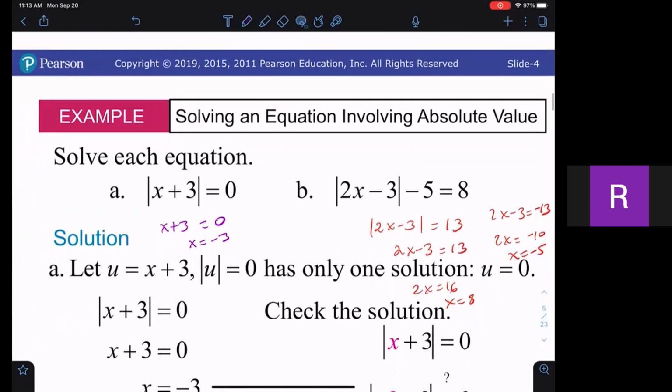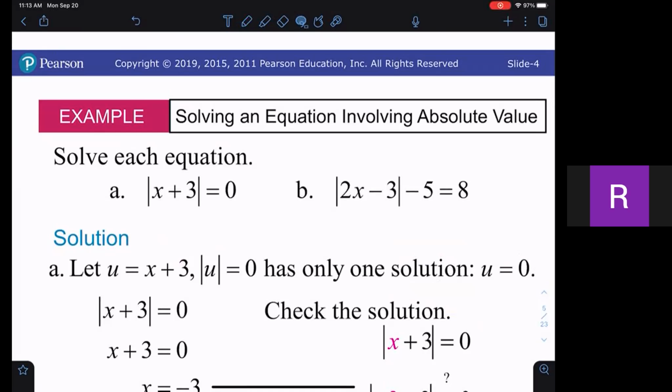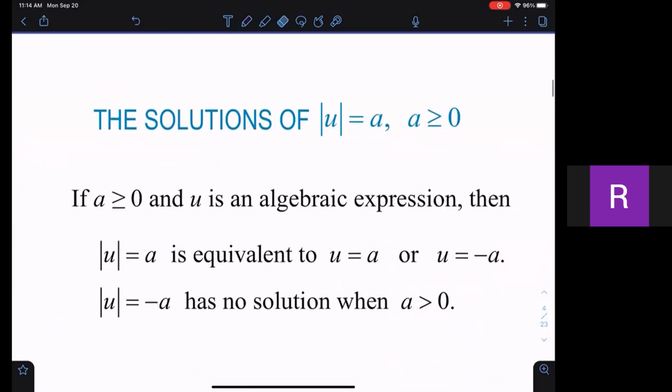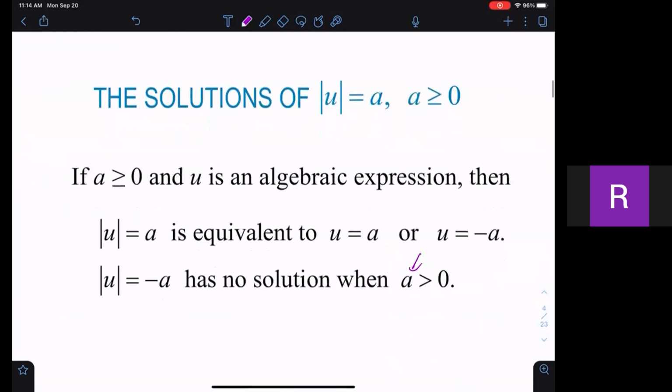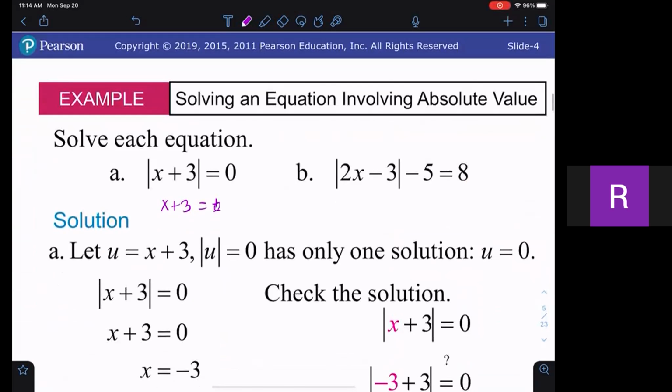So here they give you an example, right? This is pretty straightforward. In this case, I will have to do x plus 3 equals 0, right? I should put positive and negative here, right? But because 0 doesn't have a sign, and because of this rule, a has to be greater than 0 for me to put the negative. But in this case, you can just say x plus 3 equals 0. You solve for x and you get negative 3, right?